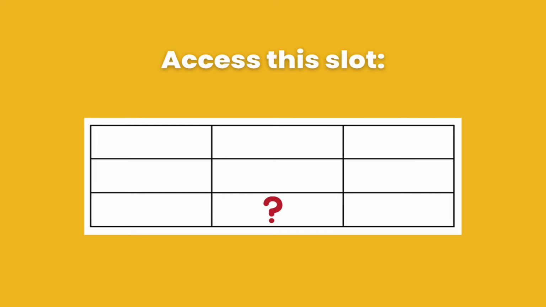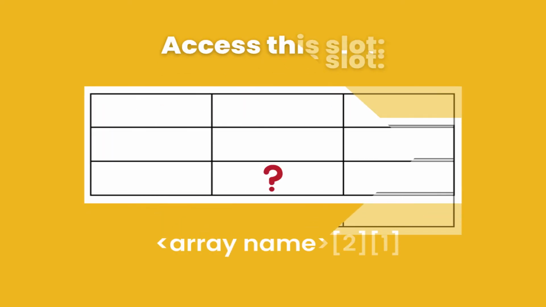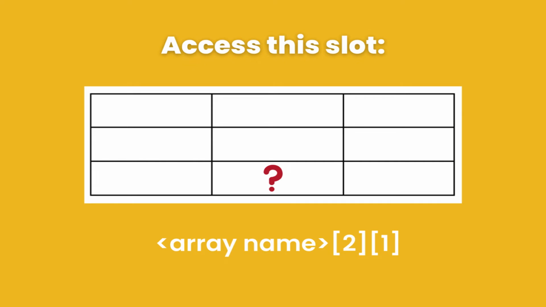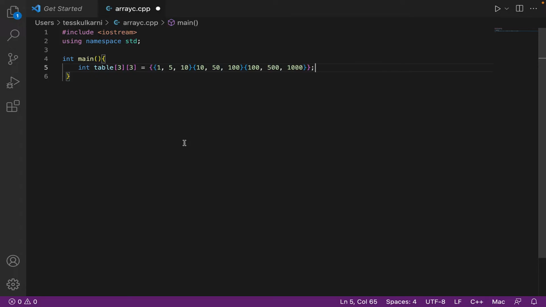So, using this table as an example, if I want to access this slot, then, going back to the syntax, I would write the number 2 in the first pair of square brackets, and I would write the number 1 in the second pair of square brackets, because those are the respective index values of the rows and the columns. So let's try the syntax out with the table that we created in the last video.